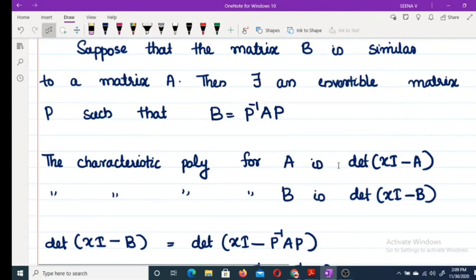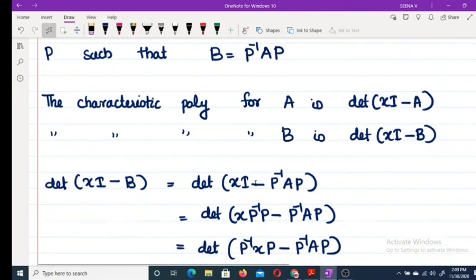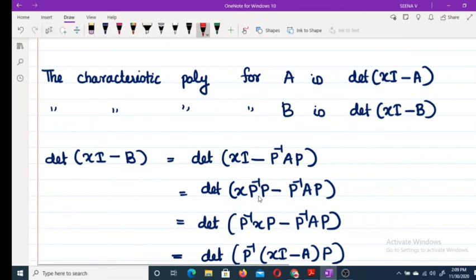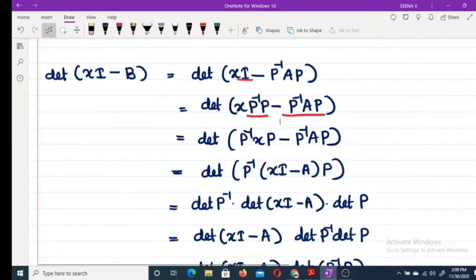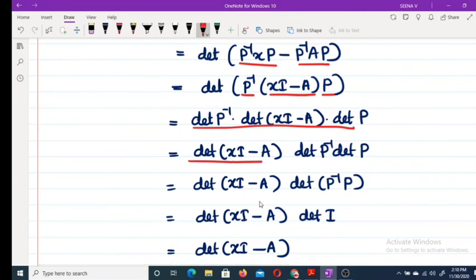Now what about the characteristic polynomial for A? Determinant xI minus A. The characteristic polynomial for B is determinant xI minus B. Now determinant xI minus B, you can replace B as P inverse AP, and you can replace I as P inverse P. Now you can write xI as P inverse xP, take P inverse outside, P inverse times xI minus A times P, and the determinant is determinant xI minus A into determinant of P inverse into determinant of P.